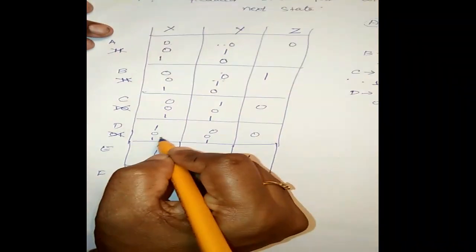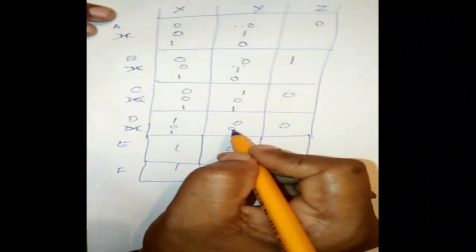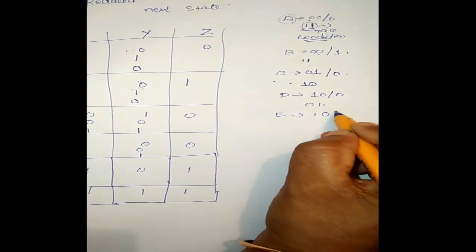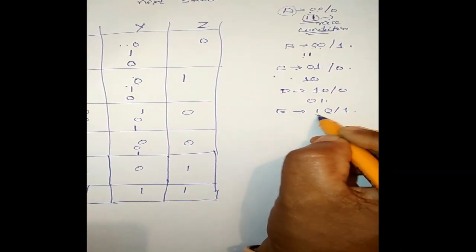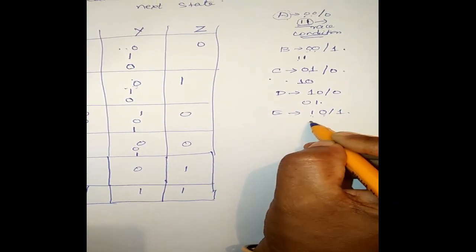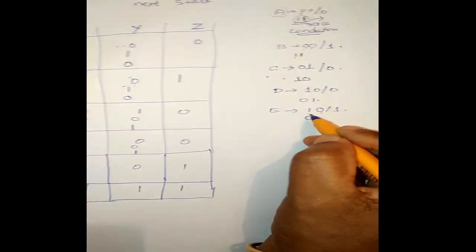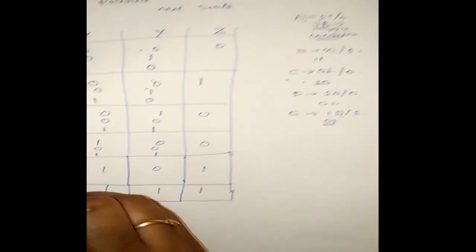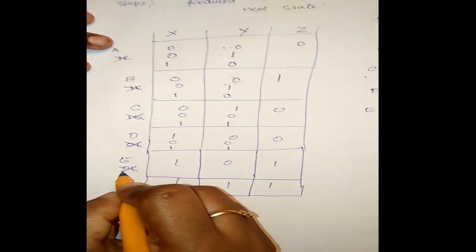Because it is changing only one bit, that can be included in a variable. Next is E. E has an input of 1 0 with an output 1. The race condition of this, if I have to change 2 bits, then it is 0 1, right? Because 1 is changing to 0, 0 is changing to 1.